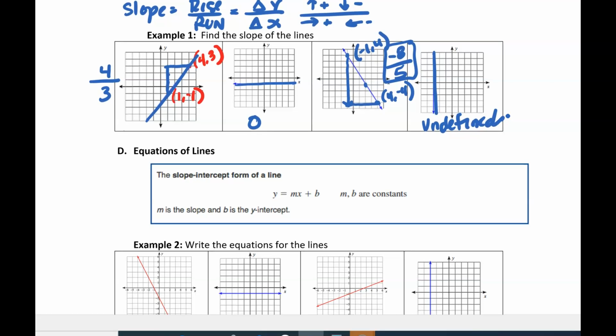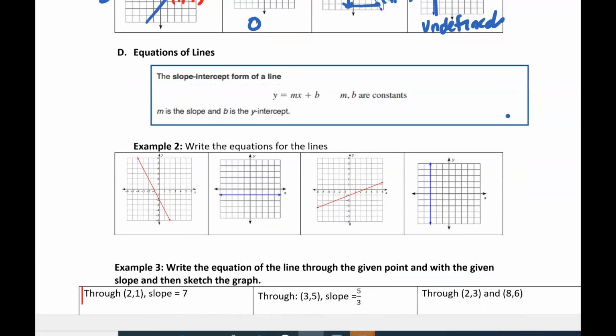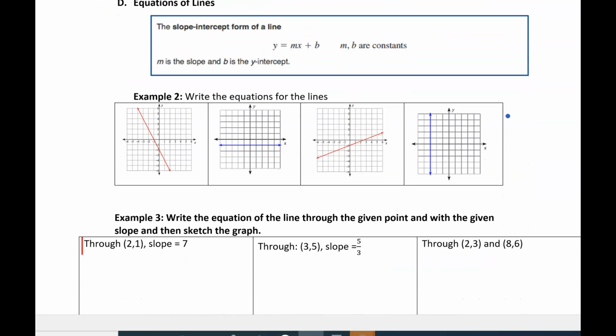So now that we talked about slope, we're ready to talk about equations. One equation, and I'm sure you might remember this from algebra, is called the slope-intercept form of a line. We call it y equals mx plus b. m and b are constants. Constants just means they are numbers.